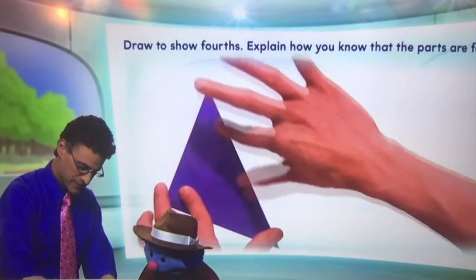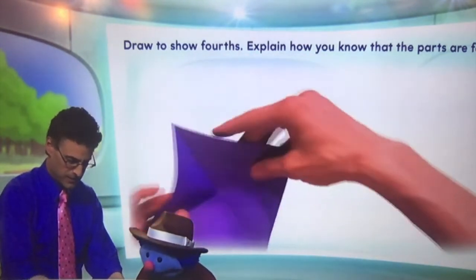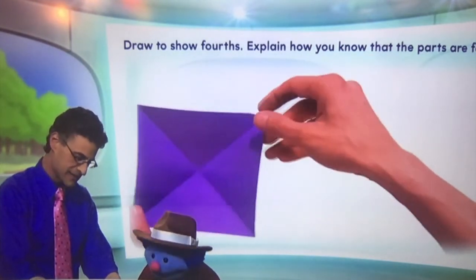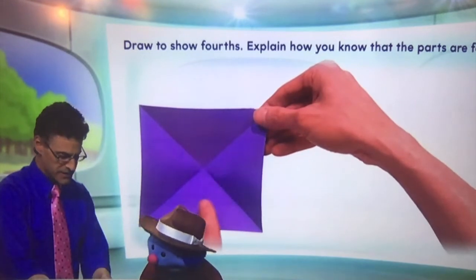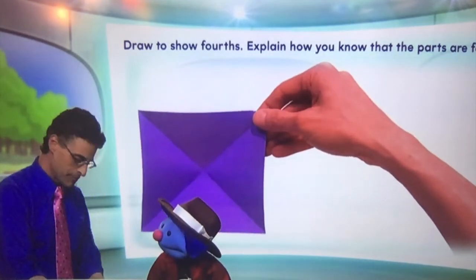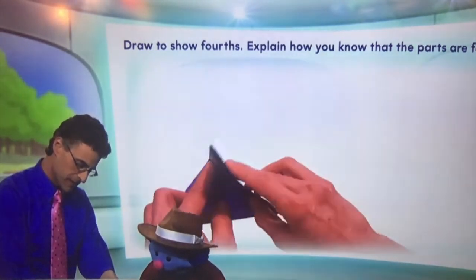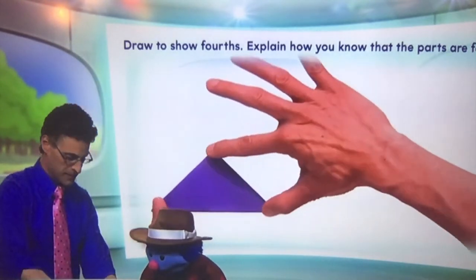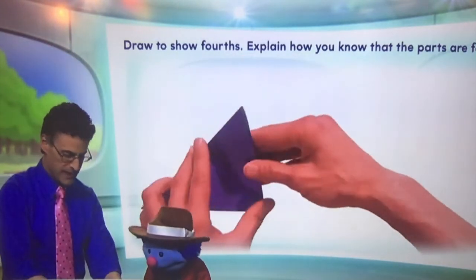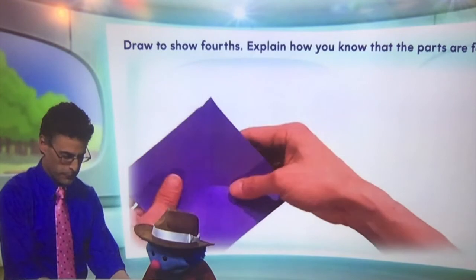Let's see how nicely you can see this. Hold on. Everyone calm down. There we go. Look at that. Oh, that's pretty cool. And you can see that each piece, in fact, is equal because they folded on top of each other perfectly. And you can see they all match up perfectly. So, in fact, this is a great model for fourths.